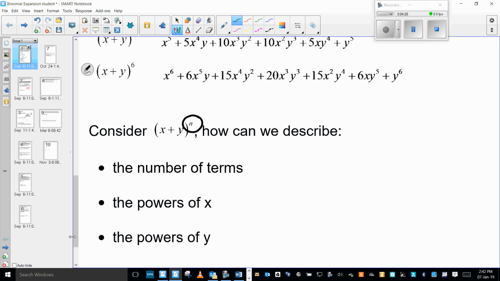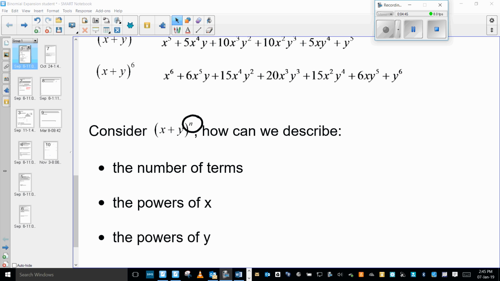Have a look at the powers of x for each of those terms. Is there anything special about it? Do you notice anything happening? Look at the powers of y. I'll give you a few minutes to chat amongst yourselves, and then we can come back and discuss.